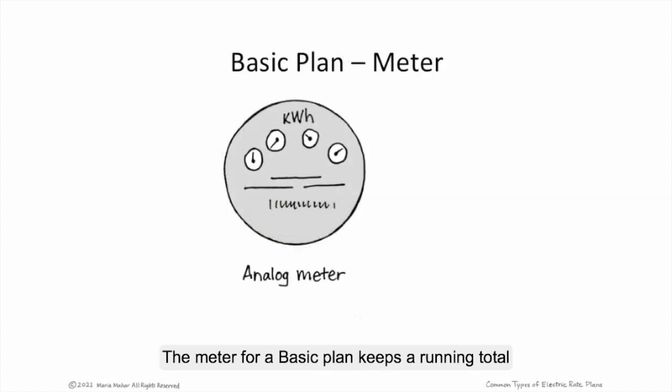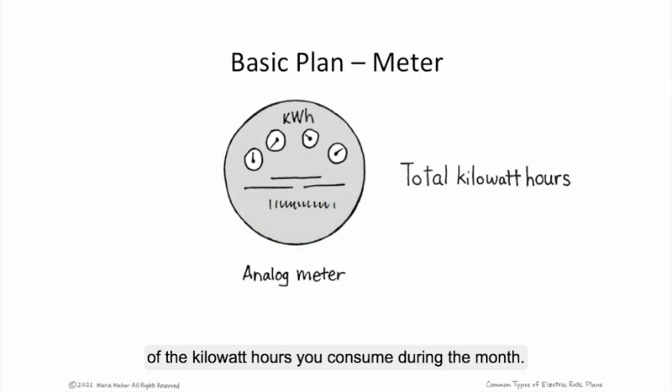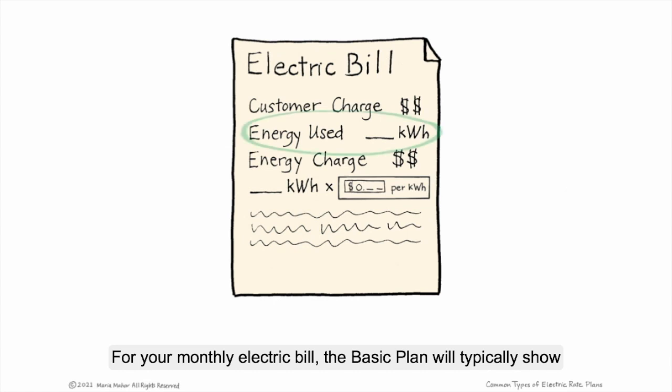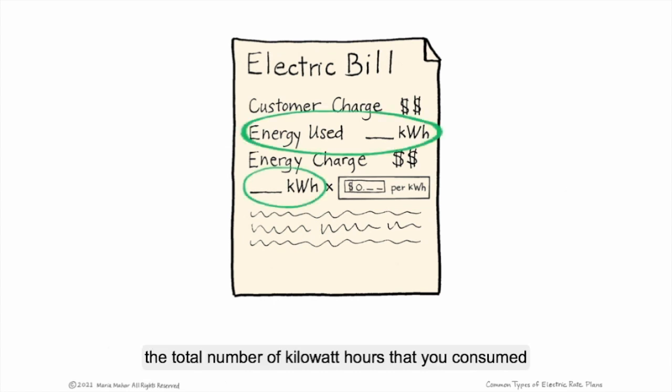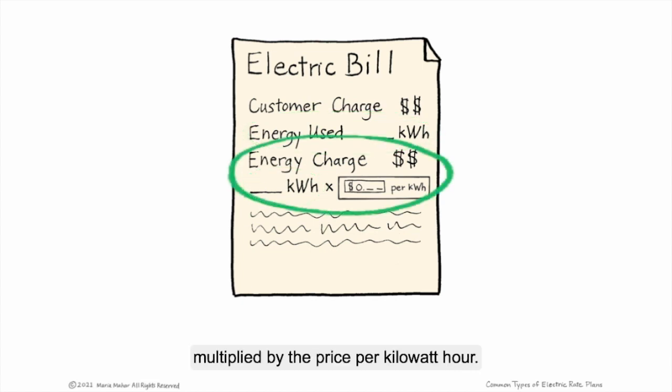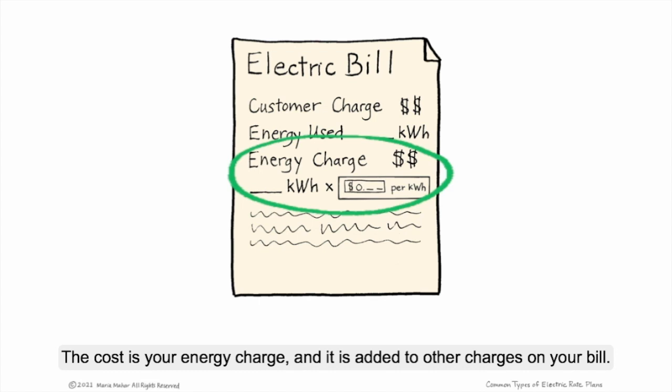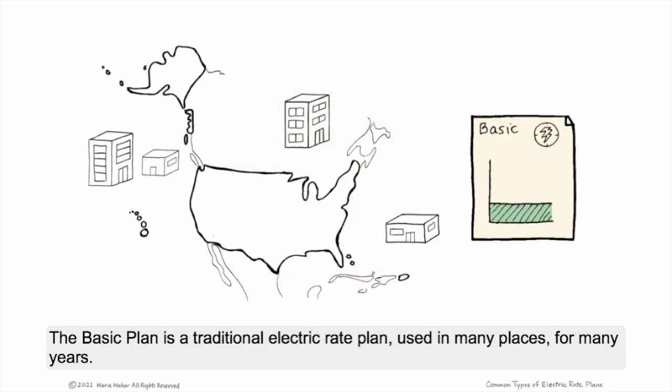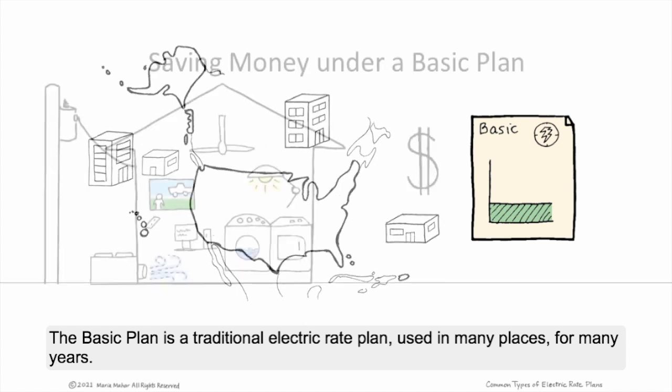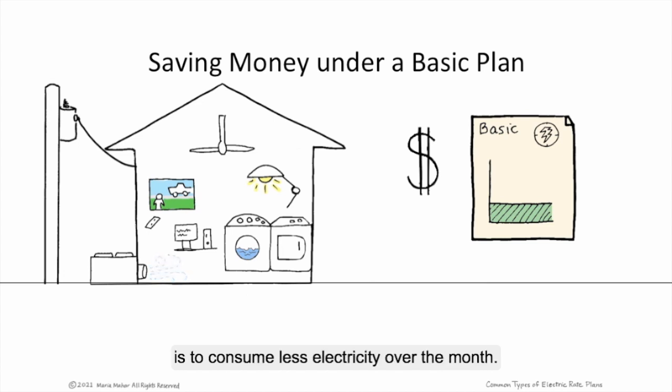The meter for a basic plan keeps a running total of the kilowatt hours you consume during the month. An old-fashioned analog meter can do the job. For your monthly electric bill, the basic plan will typically show the total number of kilowatt hours that you consumed multiplied by the price per kilowatt hour. The cost is your energy charge, and it is added to the other charges on your bill. The basic plan is a traditional electric rate plan used in many places for many years. The way to save money under a basic plan is to consume less electricity over the month.